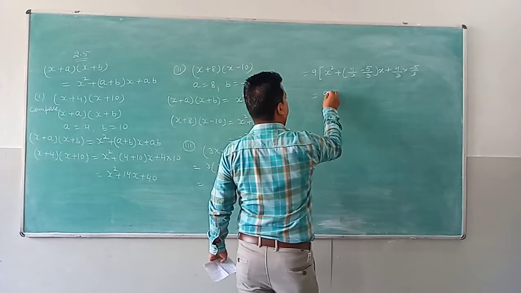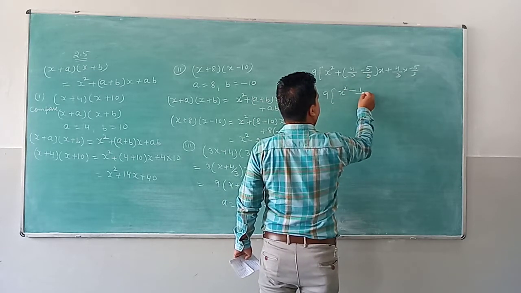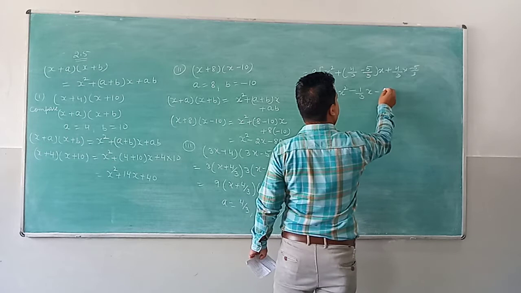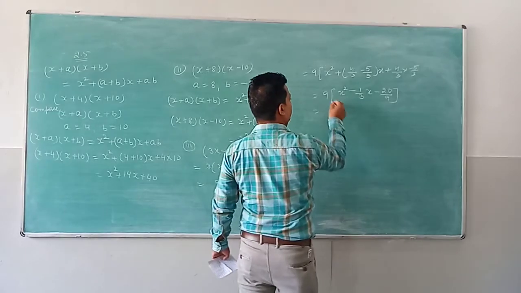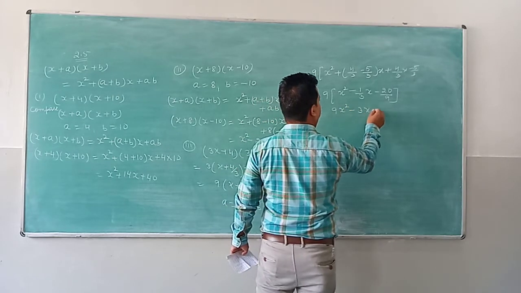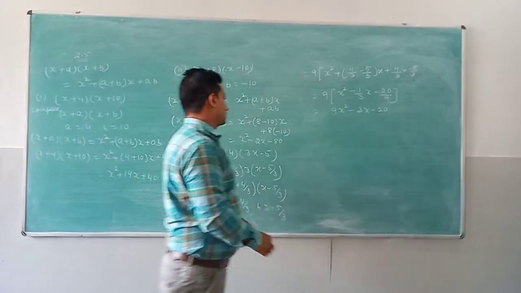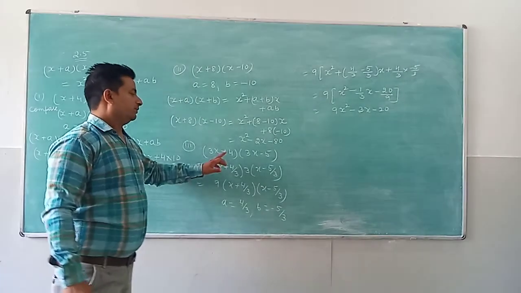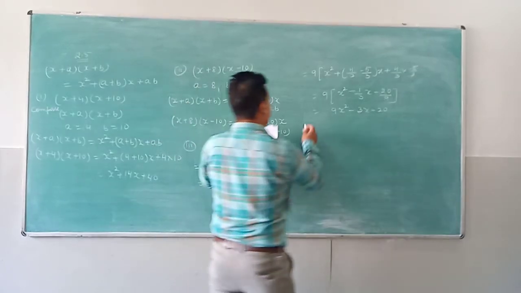So this is 9[x² + 3x + 20/9]. When we multiply this, this is 9x², this is 3x, and 20. This is the product of this. When we multiply this by using the identity, this is the product.